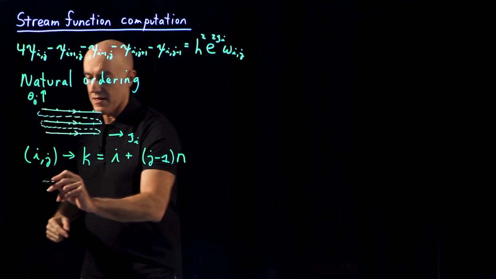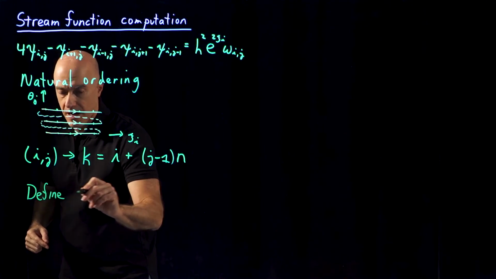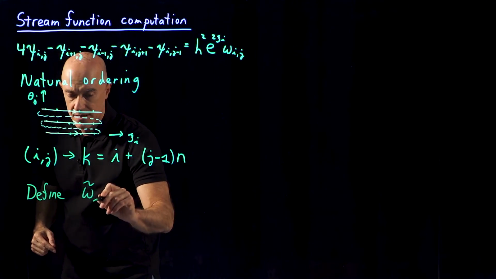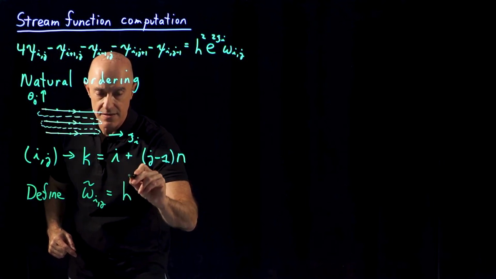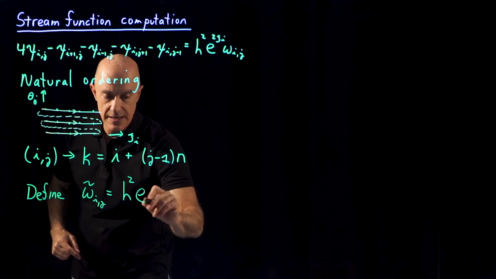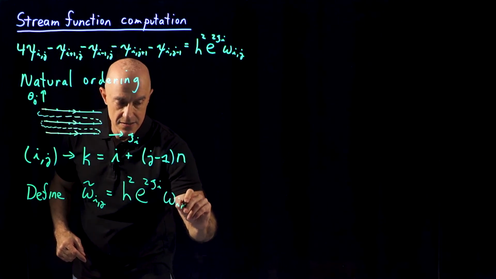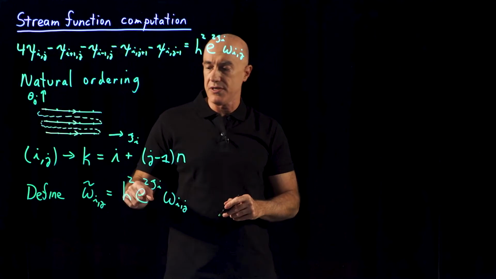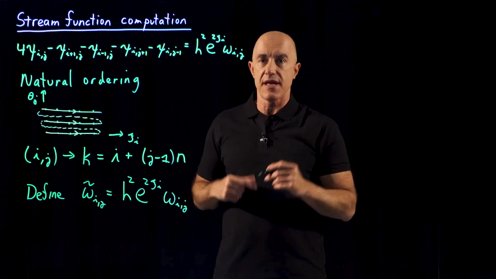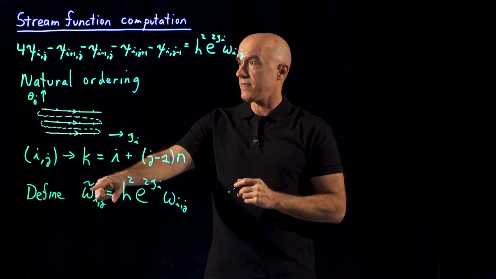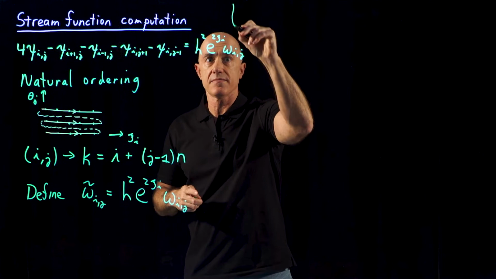To do that, it's easier to first define omega tilde of i comma j equal to this right-hand side, which is h squared e to the 2 psi i omega i j. I do that because this exponential factor only has an i index, so that will complicate the conversion. Okay, so once we do that, we can convert this equation.